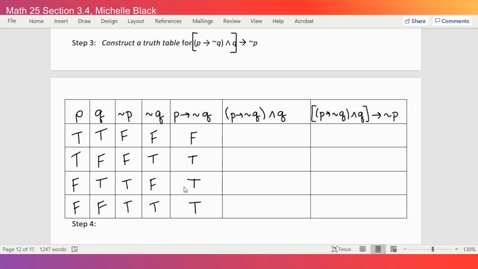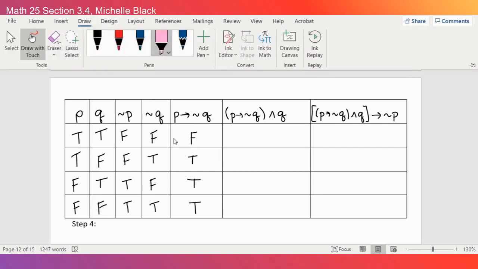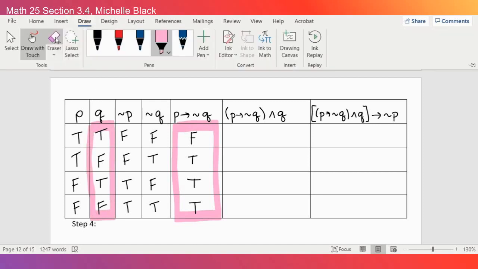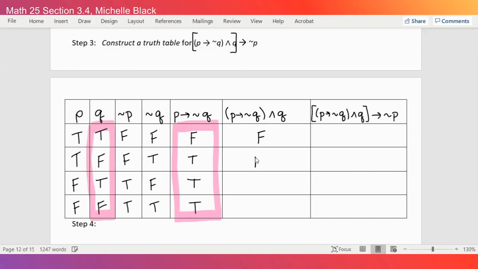Now I'm going to be looking at the column I just completed and doing an and statement with Q. Again, if you have to highlight to figure out where you're at, that's totally fine. So I'm looking at these 2 right now. So remember, and statements are true when they're both true. So I have false, false, true, false.